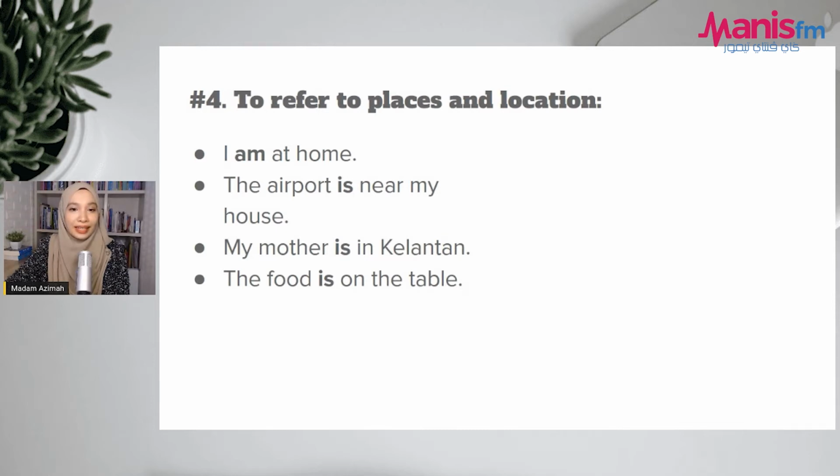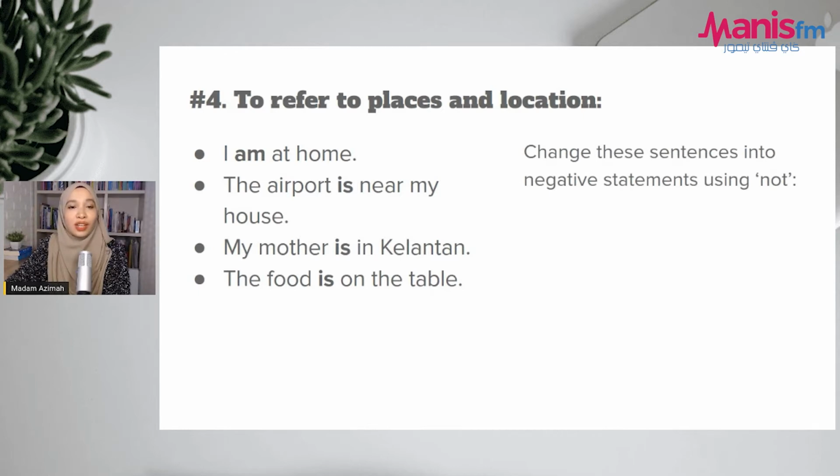My mother is in Kelantan. And the last example is the food. The food is on the table. So it's not the food are on the table. The food is on the table. So we use am and is here. These are just some examples of using the be verb.